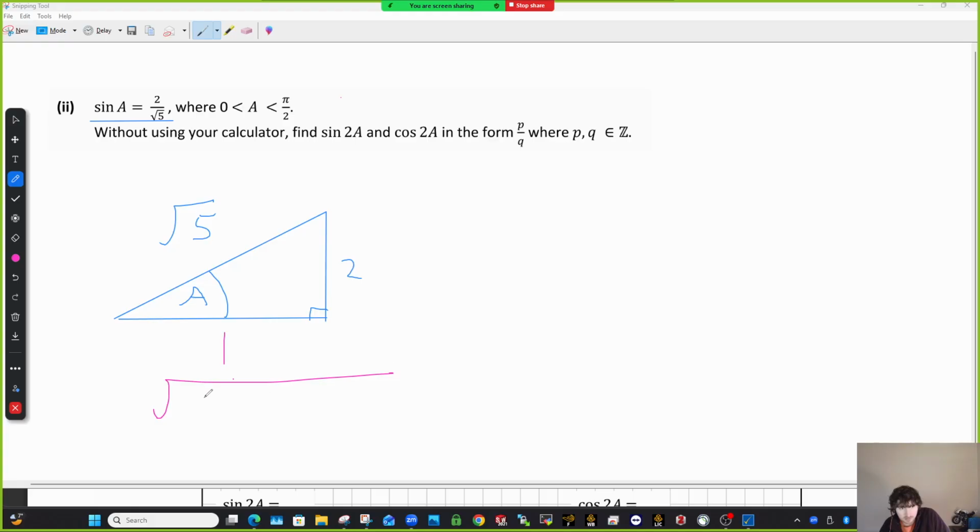Just anyone who doesn't know how to quickly get the non-hypotenuse side squared, you square the hypotenuse and you take away the other side squared like that.